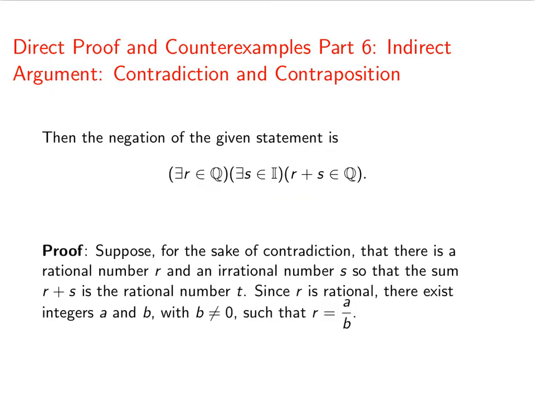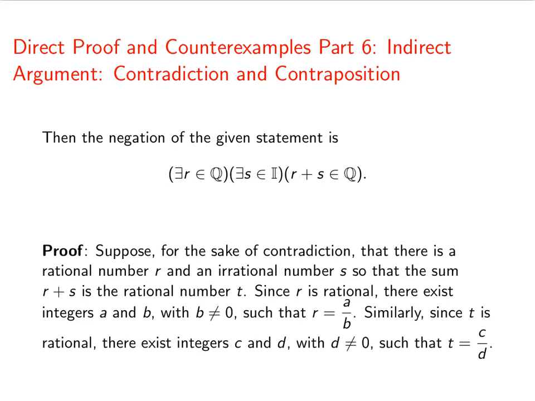All right, so r is rational. What does that mean? That means there exist integers a and b where b is not equal to 0, such that r is equal to a over b. And in a similar way, since t is rational, there exist integers c and d with d not equal to 0, such that t is equal to c over d. Remember that t is the sum of r and s.